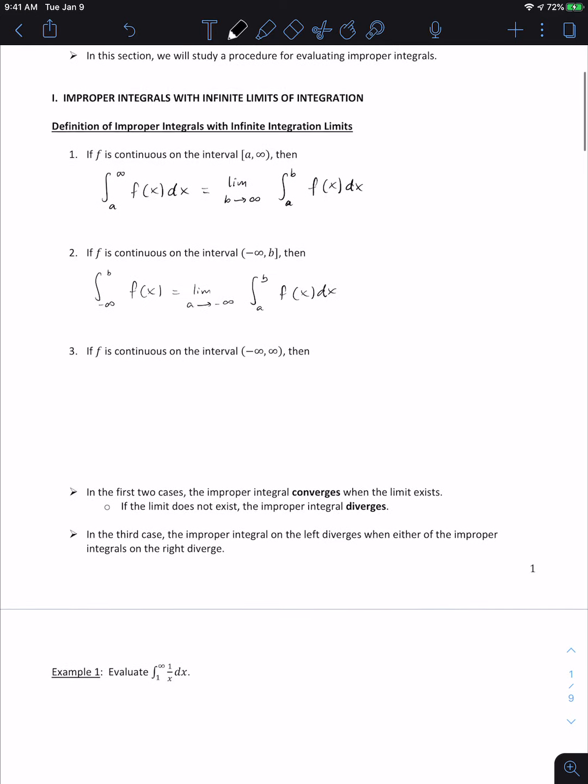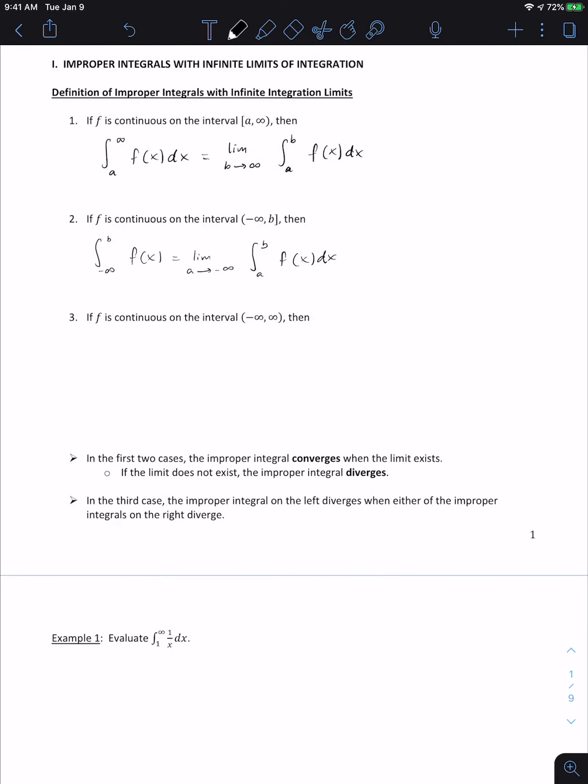Now, if f of x is continuous on the whole interval from negative infinity to infinity, then if I want to find the integral from negative infinity to infinity of f of x dx, the way I can do that is by looking at some intermediate value, splitting up the integration from negative infinity to that intermediate middle value, and then adding that to that middle value to infinity. In other words, splitting up our whole interval. And if I do that, then each one of these can be solved by 1 and 2.